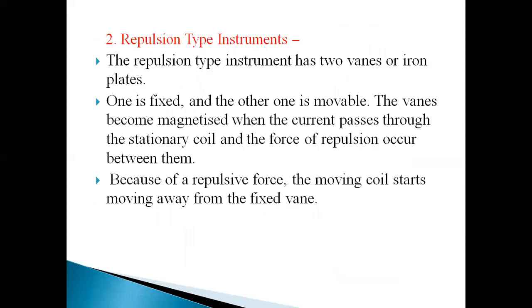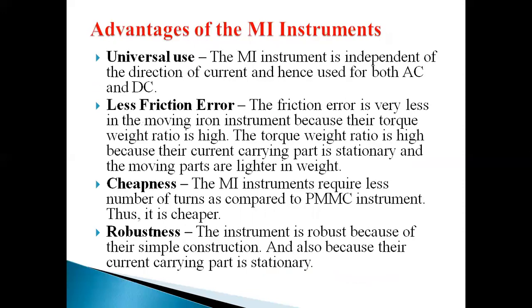Let us see what are the advantages and disadvantages of these moving iron instruments. So the first one is universal use. Universal use means this can be used anywhere. This is employable for both AC as well as DC currents. The moving iron instrument is independent of the direction of current and hence it can be used for both the AC as well as DC values.